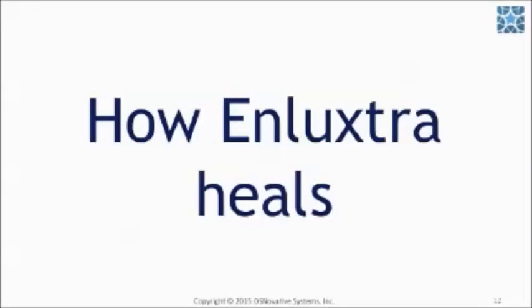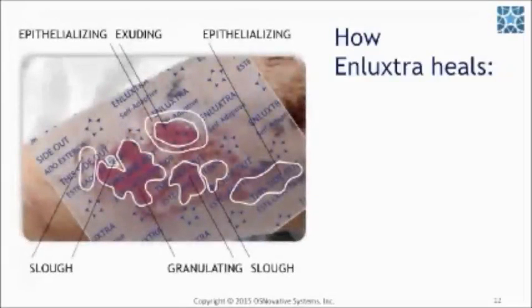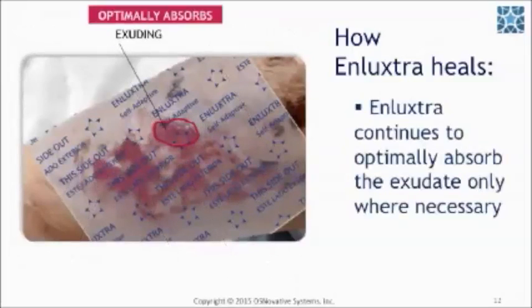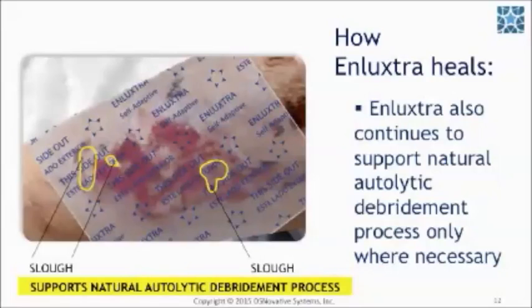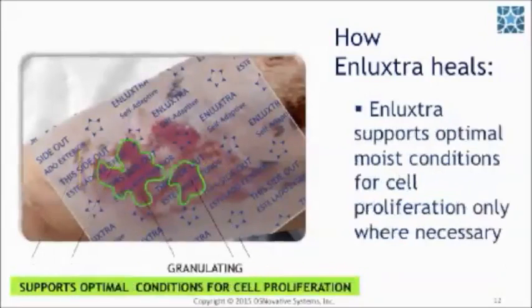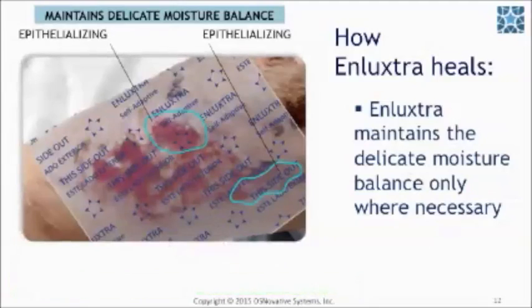Its patented structural composition allows Enluxtra to automatically adapt the dressing material functions. As the healing process progresses, Enluxtra adapts to changing conditions of the wound. This means it optimally absorbs in areas that need it. It continues to support natural autolytic debridement where necessary, while creating optimal conditions for quick cell proliferation, granulation, and other healing processes, while it also maintains the delicate moisture balance at all times.